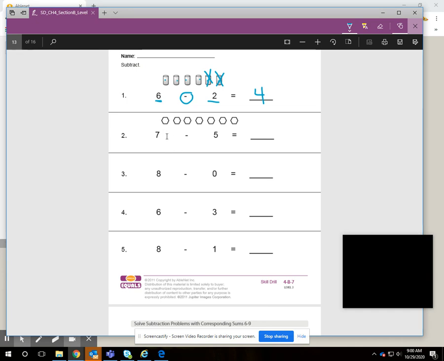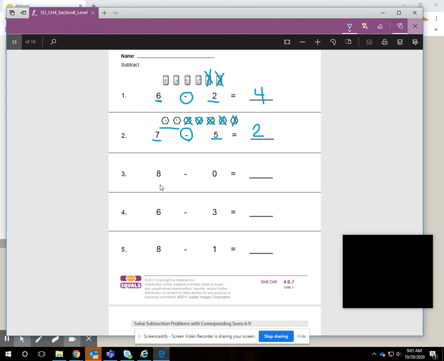Okay, so the next problem or equation we have, number 2, we have 7 hexagons. So we're starting with 7. Let's see if there's 7. 1, 2, 3, 4, 5, 6, 7. There sure is. We're going to subtract 5. So let's take away 5. 1, 2, 3, 4, 5. How many are left? There's only 2 left. So we're going to write a number 2. That's the answer to that equation.